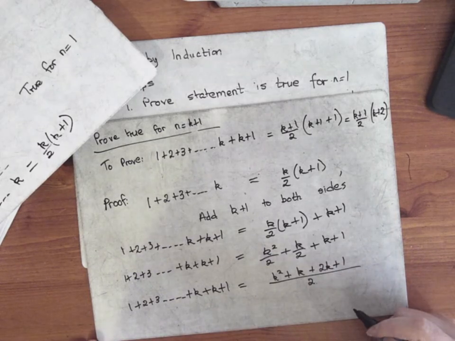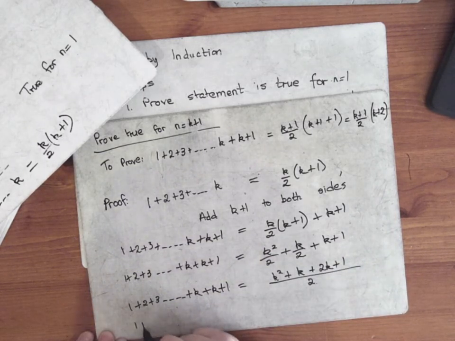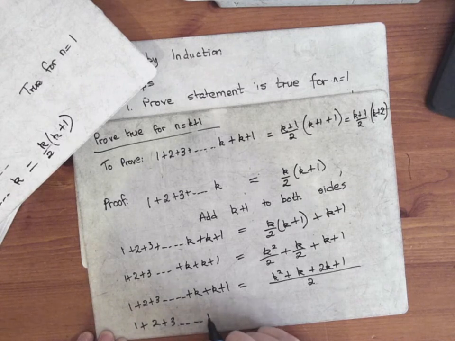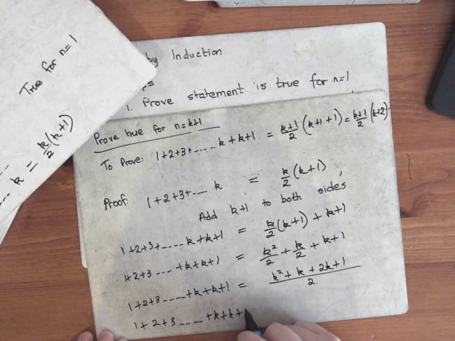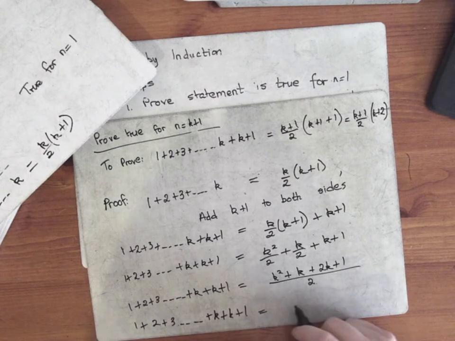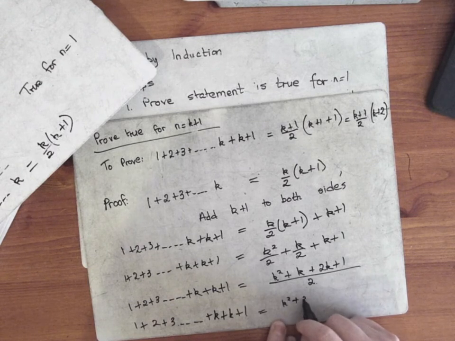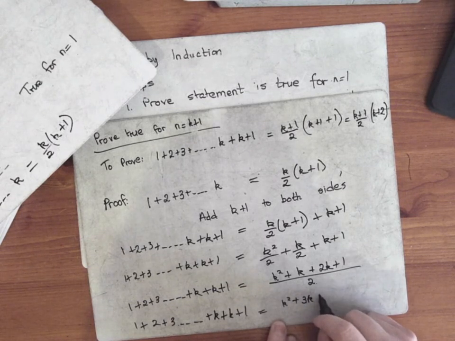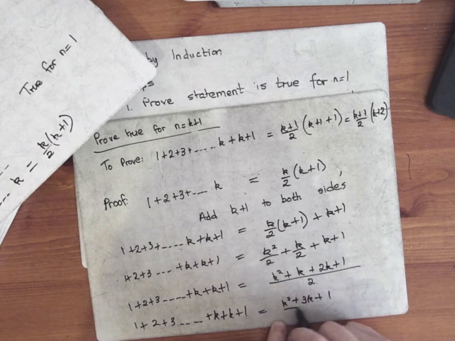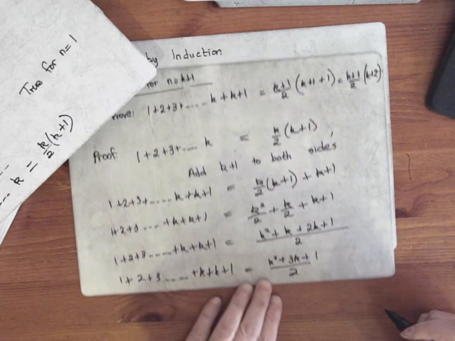Then I have 1 plus 2 plus 3 plus k plus 1 equals, on top I have k squared plus 3k plus 1 all over 2. Is that okay? Nearly done.